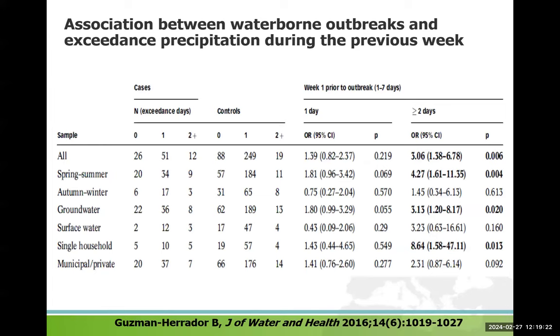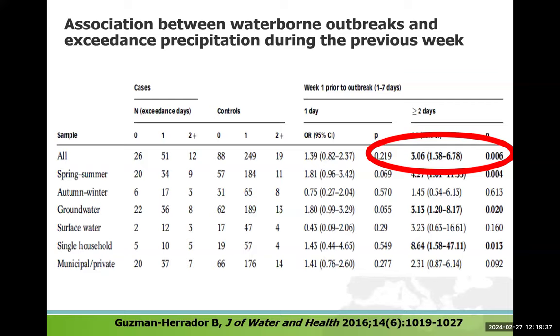And so we looked at these extreme precipitation events in relationship to these outbreaks. And we did, in fact, see a threefold increased risk of a waterborne outbreak if, in fact, it was preceded by a rain event that was in the 95th percentile.